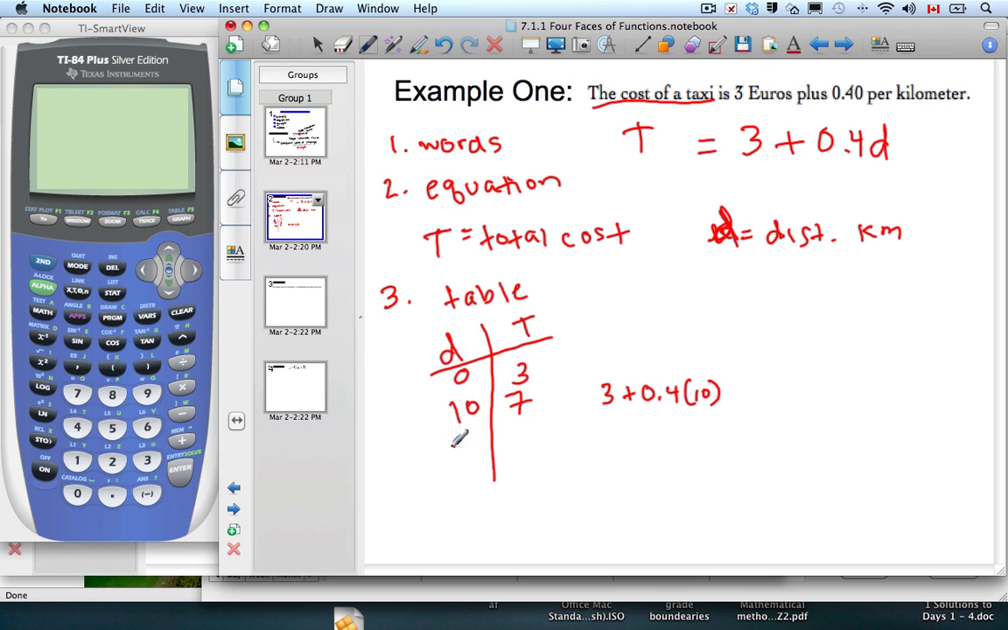We could do 15 kilometers or 20 kilometers. Okay, I was going to go for 20. Okay. Let's go for 20 and be done. 0.4 times 20. That's 8. Right? Yep. Plus 3.